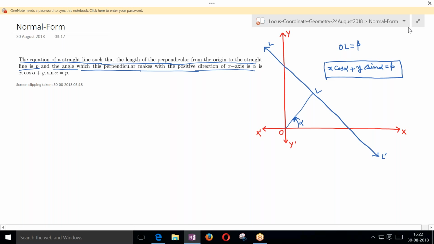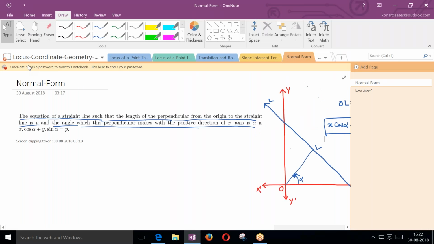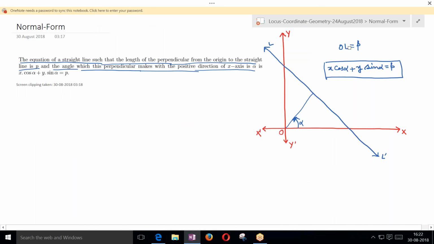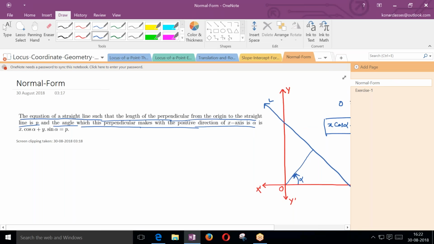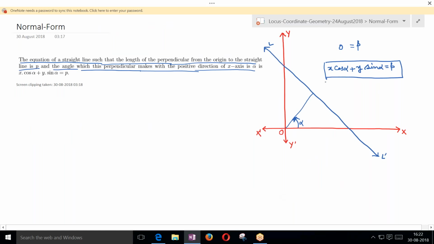Sorry, I need to change one thing here. I cannot call it L because L is already given. So I need to use a different name. Let me take the name of that point as Q. Then OQ is equal to P.